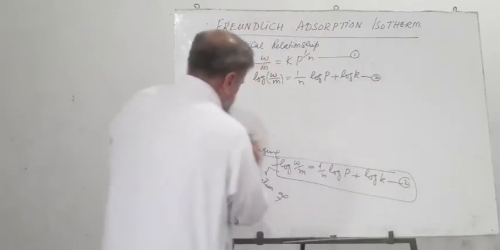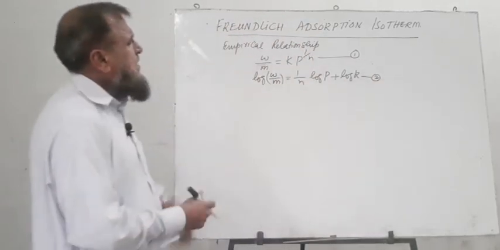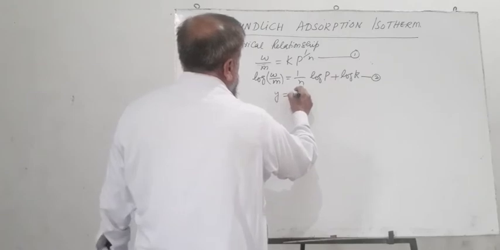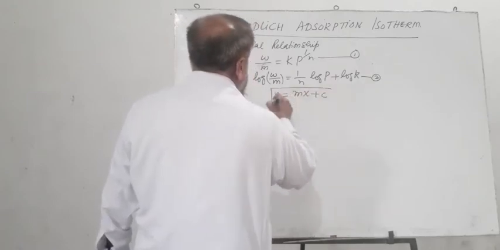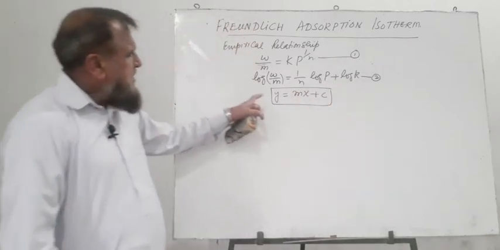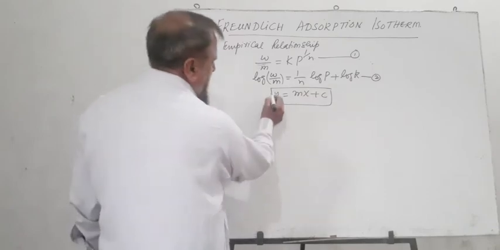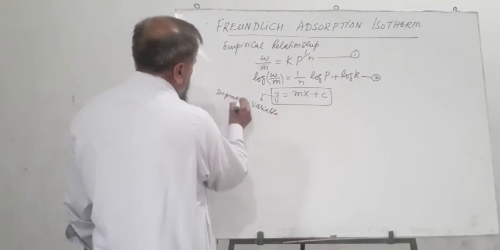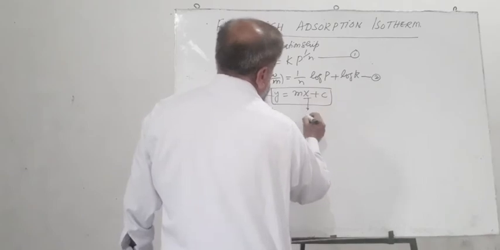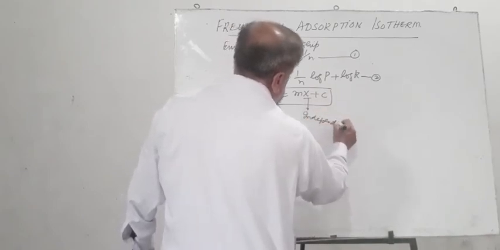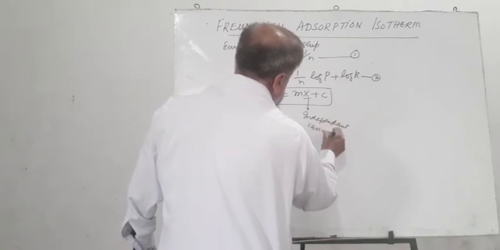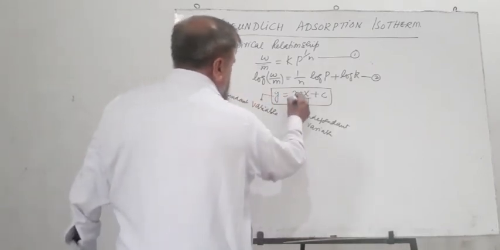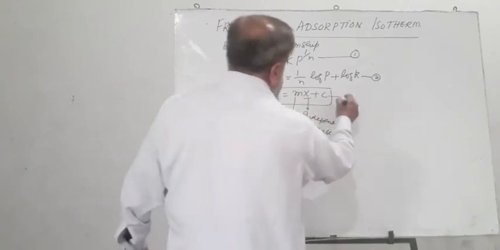Equation number 2. Now I want to refresh your memory that any equation of the type Y is equal to MX plus C, some other forms of this equation may also be present, but any equation of this type is called equation of straight line, where Y is a variable and it is the dependent variable. X is also a variable, but it is the independent variable. The value of Y changes when we change the value of X. So we say that Y depends upon X. M is a constant and C is also another constant.